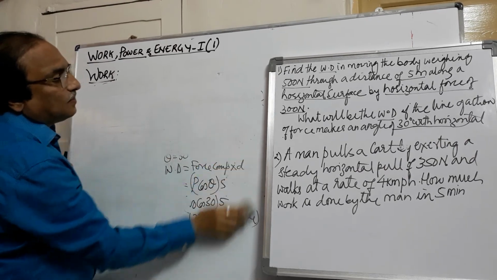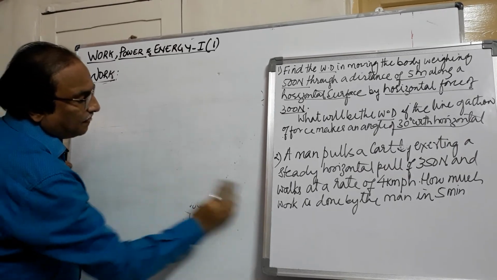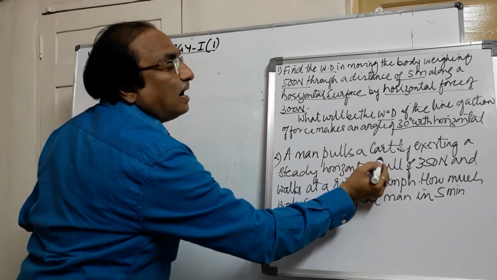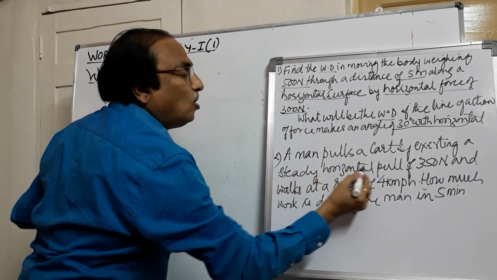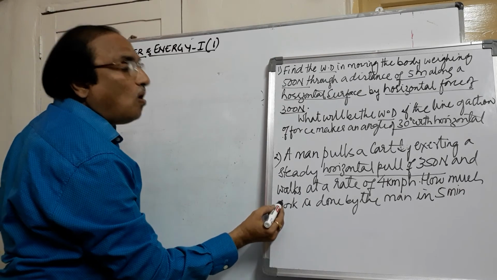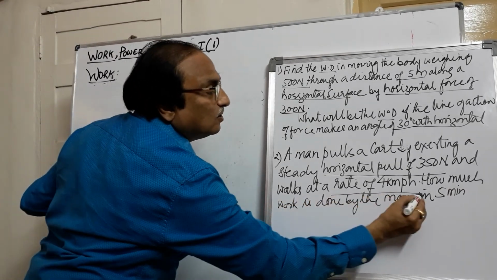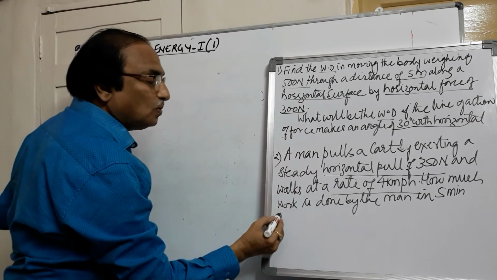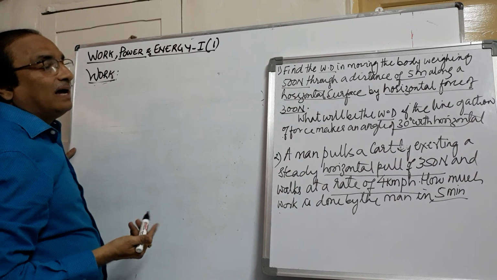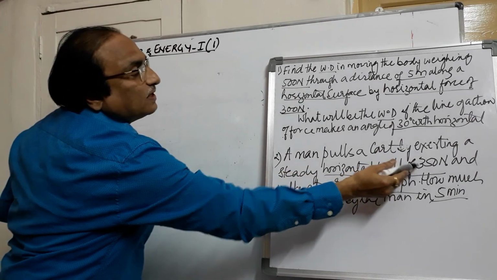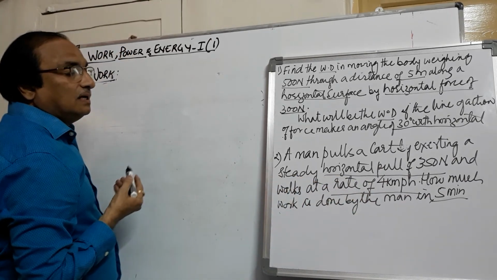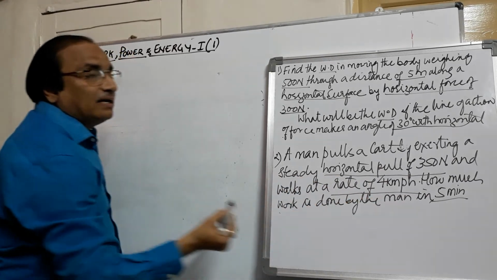Let us take up another problem on work. Now the problem is like this. A man pulls a cart by exerting a steady horizontal pull of 350 Newton and walks at a rate of 4 kilometers per hour. How much work is done by the man in 5 minutes? So a man is exerting a pull of 350 Newton. He is moving at a rate of 4 kilometers per hour. We will have to know what is the work done by the man in 5 minutes.